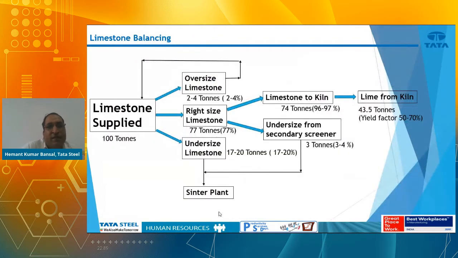This is the limestone material balance. Limestone is first sent to the double deck screen, where undersized material below 25 is 17 to 20%, and oversized material is 2 to 4%, and the remaining 77% material is sent further to the secondary screen, which is one screen where undersized material is 3 to 4%, which is again sent to the sinter plant, and the remaining material is sent to the kiln for charging. Again, the kiln charging yield factor is 50 to 70% because carbon dioxide goes away into the environment.